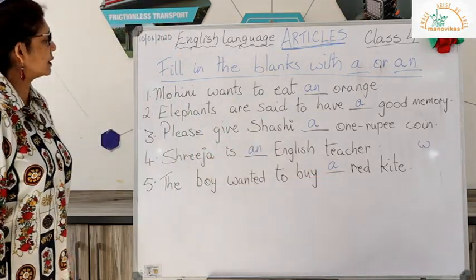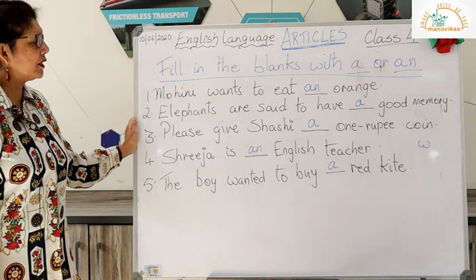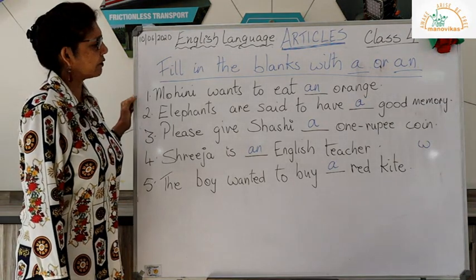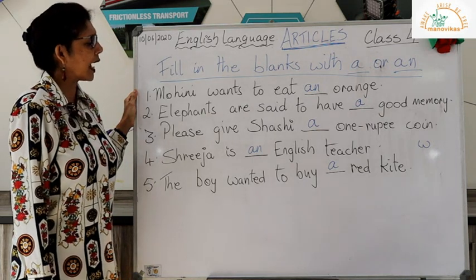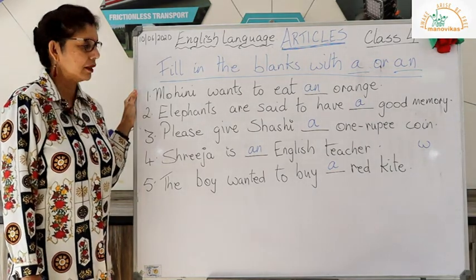I'll just go over the sentences again. Mohini wants to eat an orange. Elephants are said to have a good memory. Please give Shashi a 1 rupee coin. Shrija is an English teacher and the boy wanted to buy a red kite.